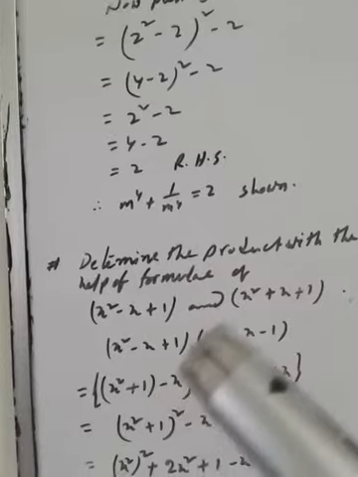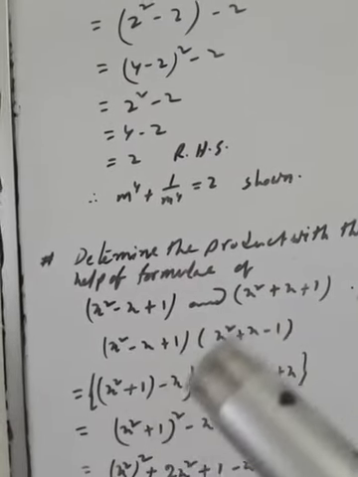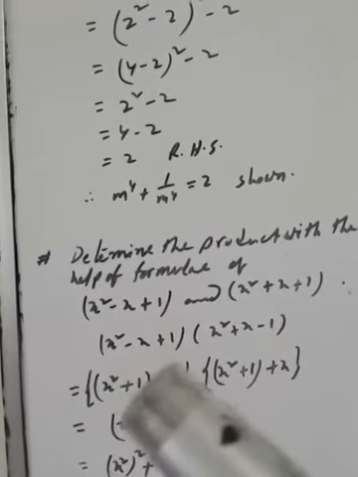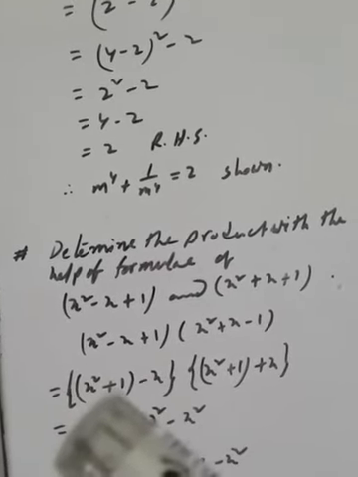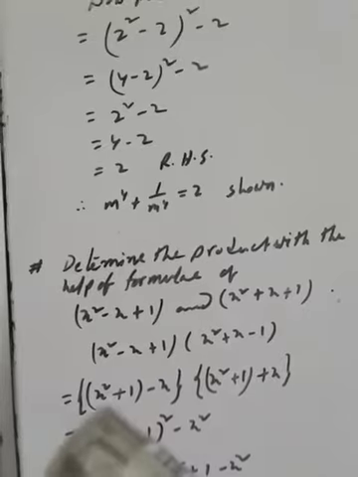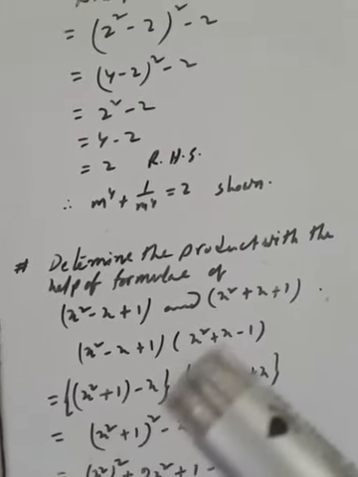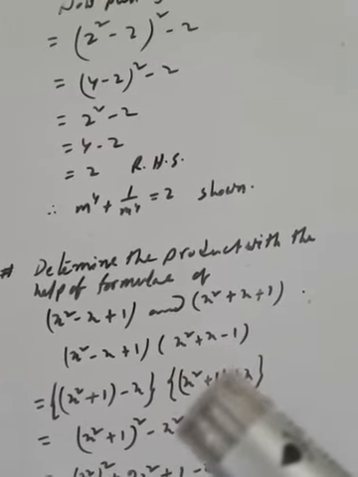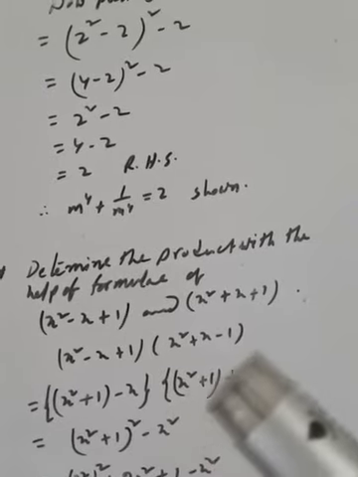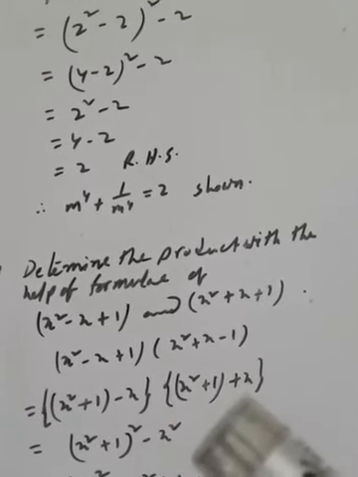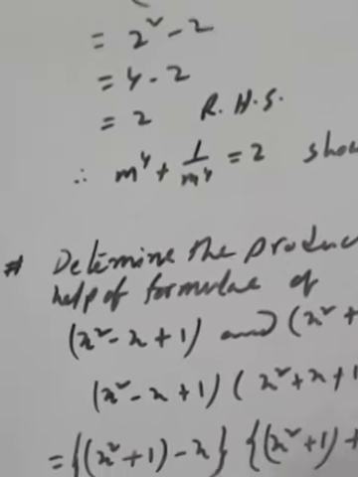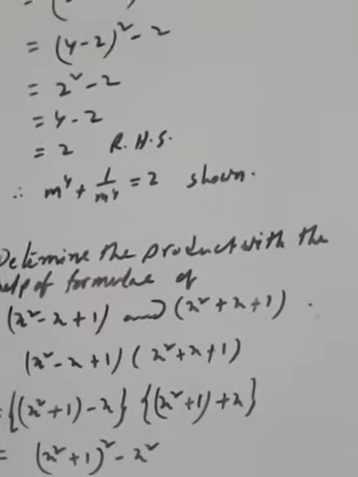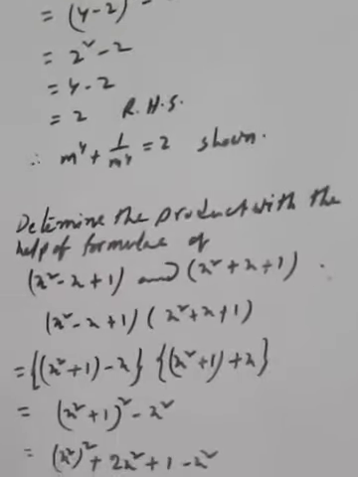We have to multiply both. Then see x square plus 1 first within the bracket and minus x. Here x square, plus, this will be plus 1, this will be plus 1, x square plus 1 plus x.